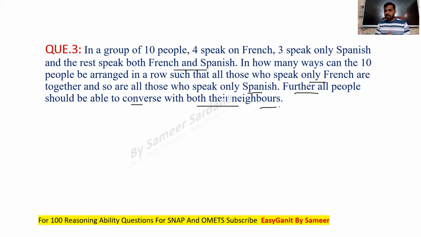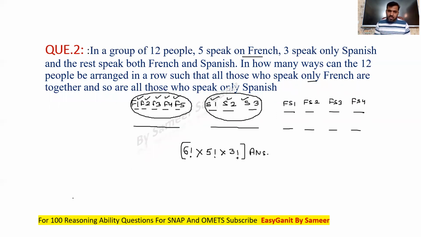Now, this question is almost similar to the previous question, but one condition is there: the people who are sitting together should be able to communicate. Now, what is the problem with the previous question? You see that the condition that 2 people sitting together should be able to converse with each other was not there.